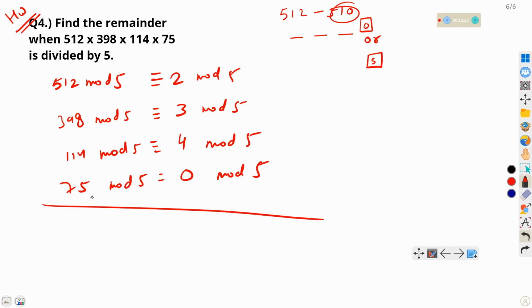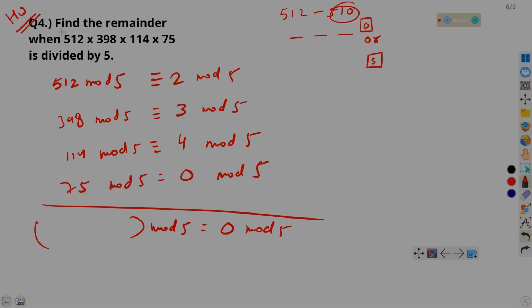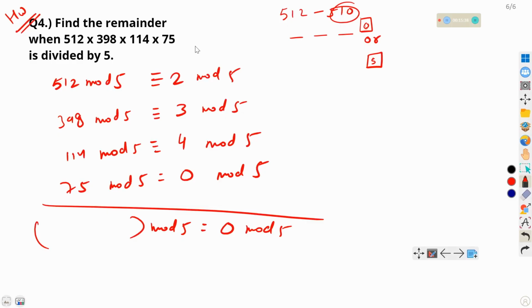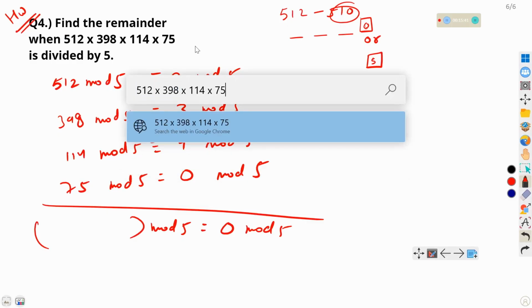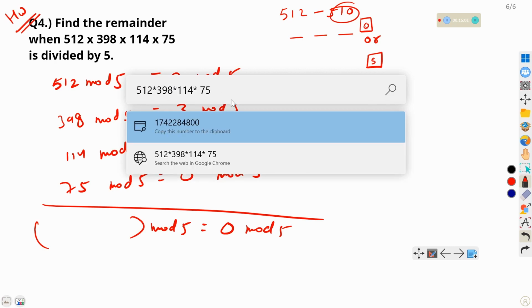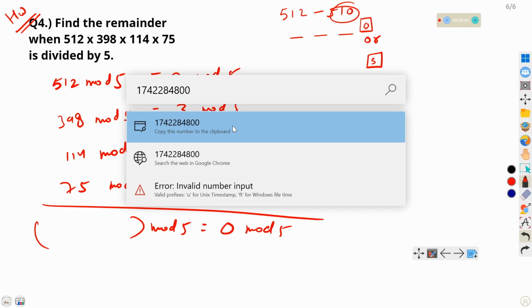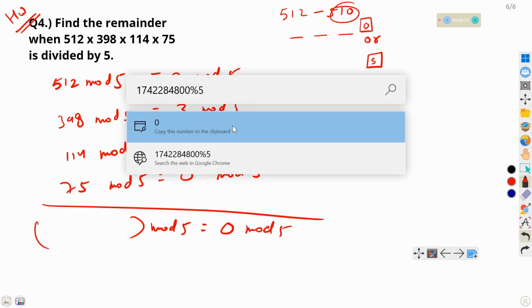You multiply all these and take the mod, you will get 0. Okay, let's see if we can quickly calculate this. So this is a pretty big number, and you can see the last digit is 0. So when you take the modulo by 5, we'll get 0.